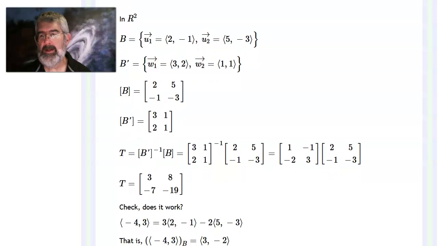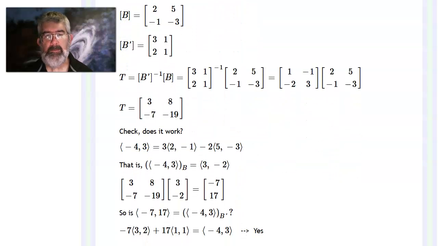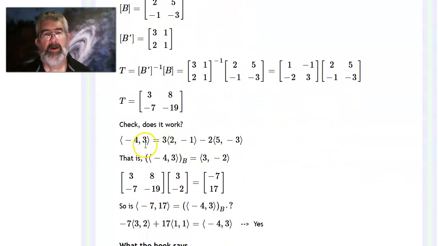So I'm just going to pick a random vector here. Actually, what I did is I took my basis B, and I grabbed two numbers, 3 and negative 2, and took that linear combination. So this vector here, negative 4, 3, is 3 times u1 minus 2 times u2. So the coordinate vector for negative 4, 3 with respect to basis B is these two coefficients written as a list: 3, negative 2.